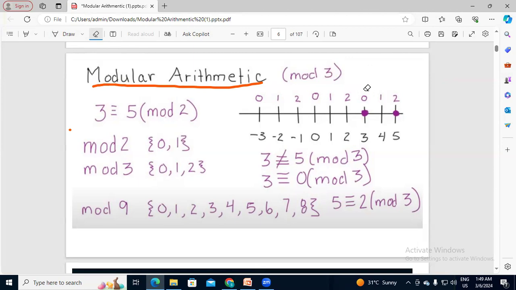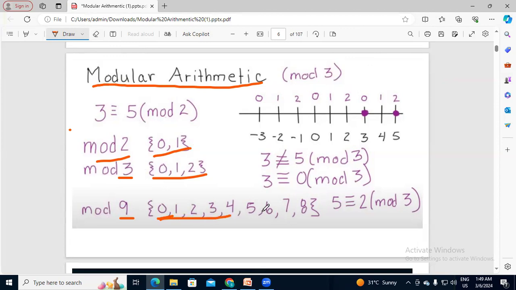In the next thing, for mod 2, we have the result from 0 to 1. For mod 3, we have 0 to 2, that is n minus 1. For mod n, can you say?